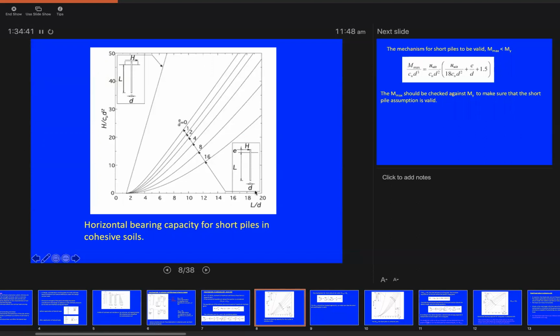So you can intersect the line coming from the x-axis with the E over D curve, and read what's the value of the H over CU D square term. And obviously the values of CU and D are given in the question. CU is given as the undrained shear strength of 50 kilopascal, and the diameter is given as 0.305. So you can solve directly for the H ultimate value without going into the first principle of static equilibrium.